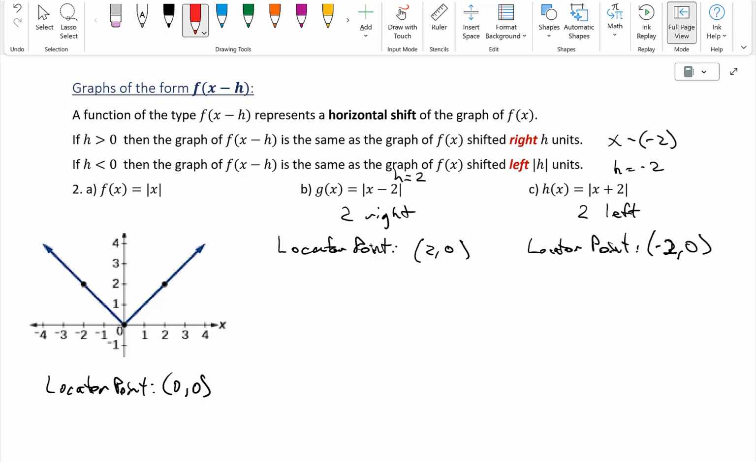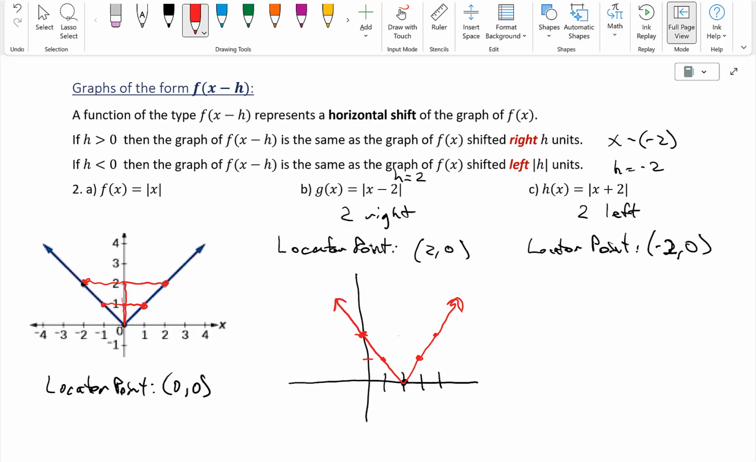I can see from my graph, my original, I'm still going up 1 over 1, or up 2 over 2 to get to my next points, or up 1, left 1, up 1, left 2, right? Those triangles. So we can do the same thing with our locator point here. We're going to start at 2, 0. So I've just shifted to the right. And then we're going to do the same thing with those triangles. We're going to go up 1 over 1 to the right, up 1 over 1 to the left, up 2 over 2 to the right, and up 2 over 2 to the left to get our whole graph.